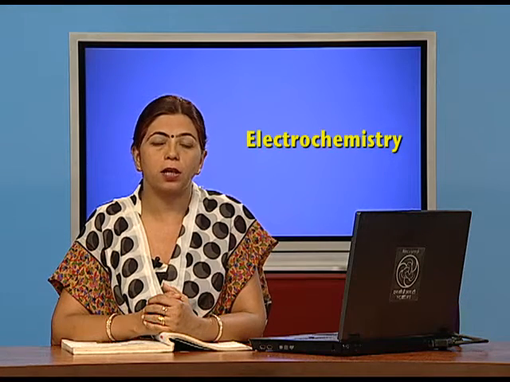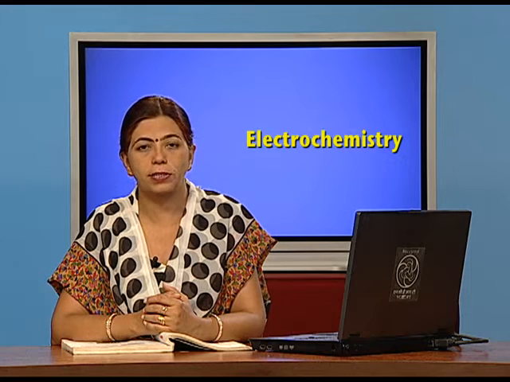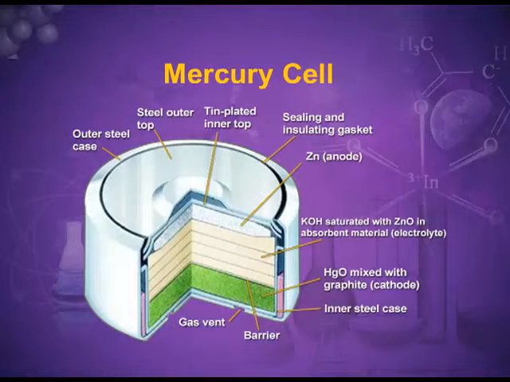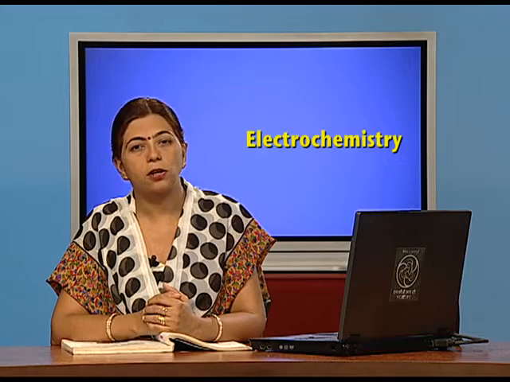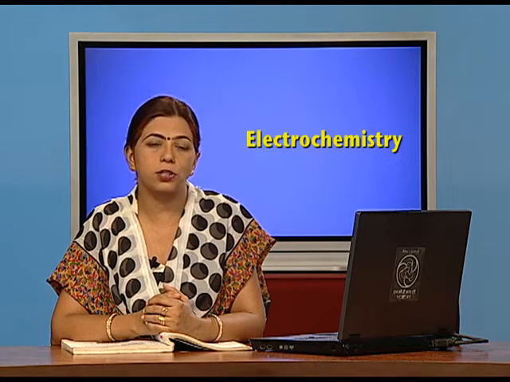Today I am taking another example of a primary cell known as the mercury cell. It is also commonly known as a button cell. It is used in those devices which need low current, for example, hearing aids, wristwatches or calculators. Let me explain the construction of a mercury cell.